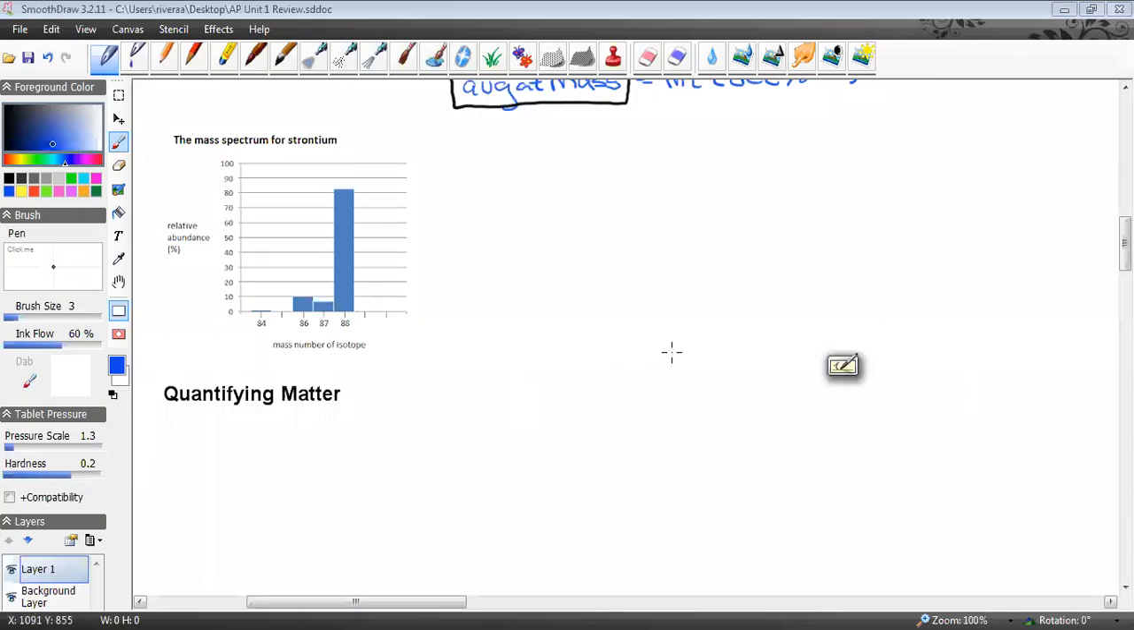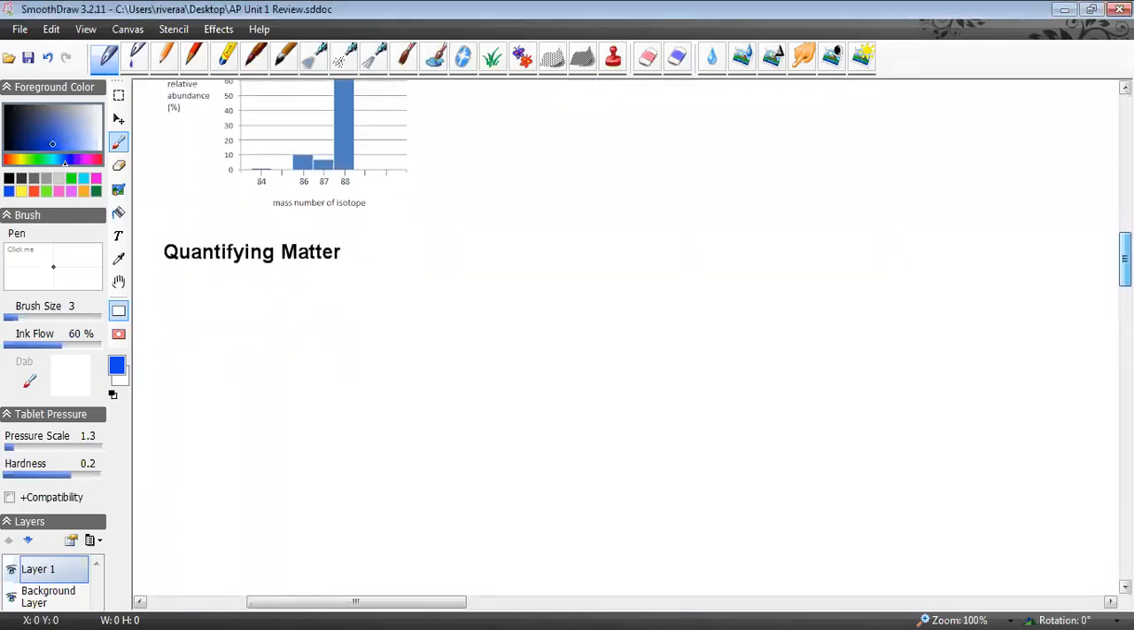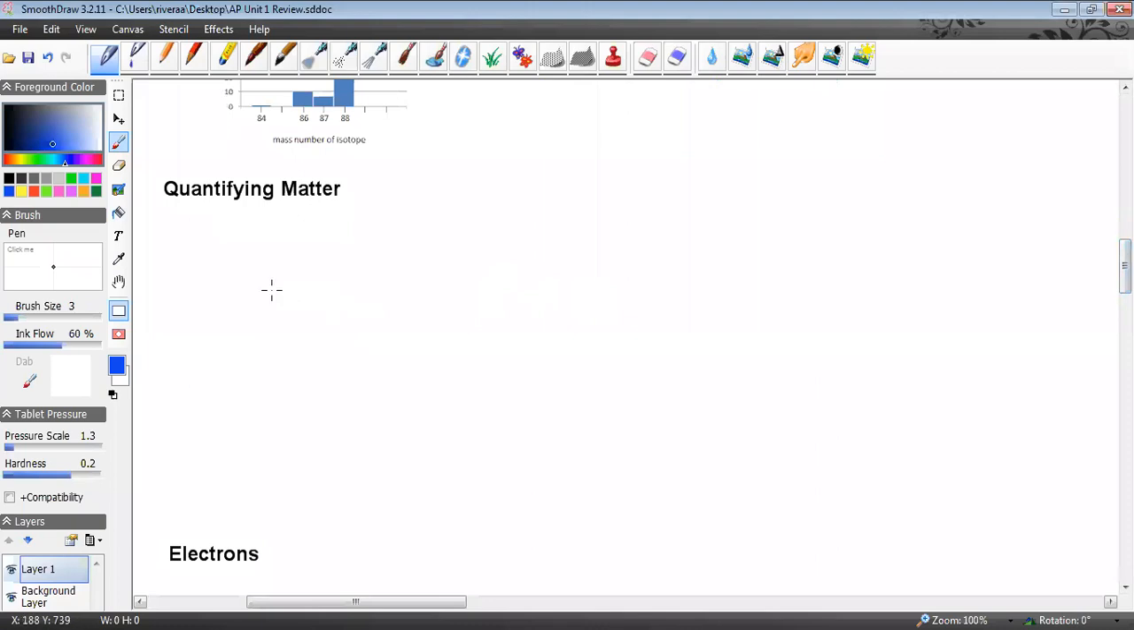Okay. So on to how we quantify matter. This is super straightforward review, you guys. I want you to remember all of the different ways we can convert into and out of the mole. So we quantify matter by measuring in moles. And you can convert between moles and particles using what?